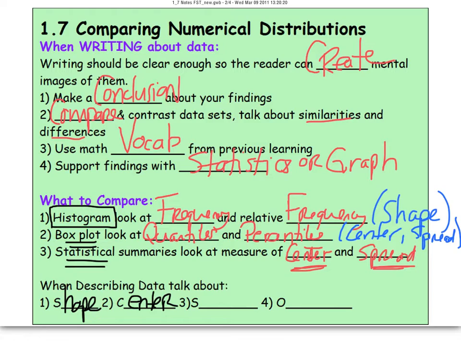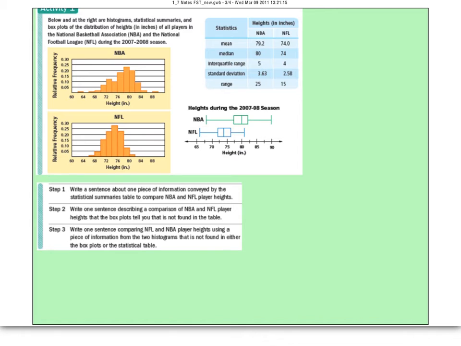When you look at the spread, you can again go to the box plot and you can see the IQR and the range. Or you could go to the statistical summaries and get the standard deviation also. And then the last thing you want to point out, are there any outliers in your data that might be skewing your results?